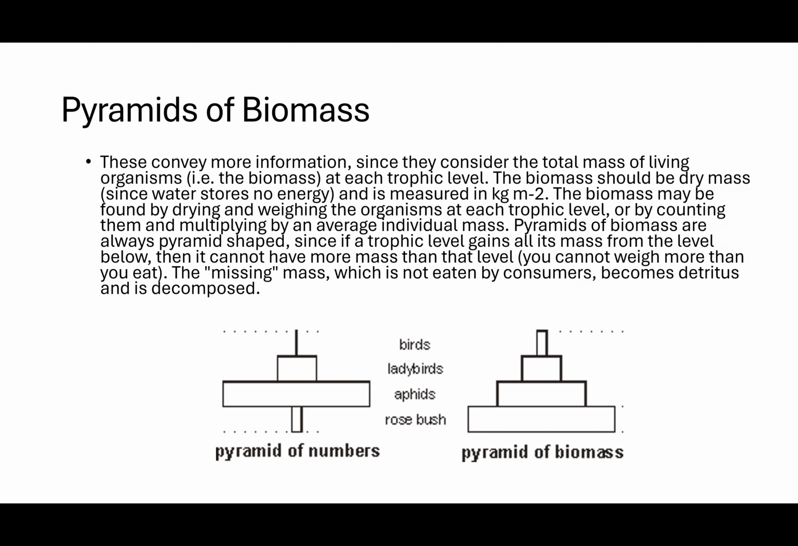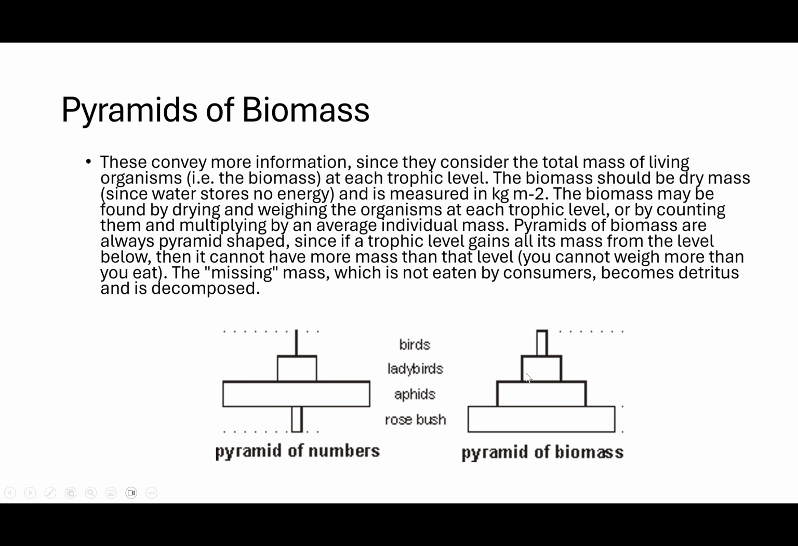Since if a trophic level gains all the mass from the level below, then it cannot have more mass than the level right below it. So what we're saying here is that we can't have more mass than the level that you eat. If we look at the predation between birds and ladybugs, the birds cannot really have a higher general mass than the ladybugs within the environment when you look at the biomass within the ecosystem. Because there's a higher number, they would have a higher mass there.